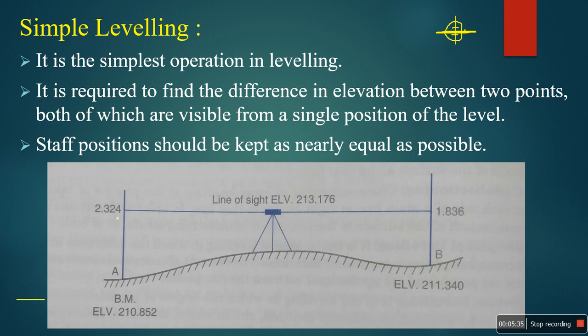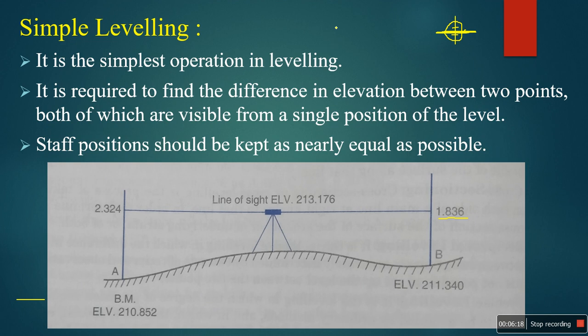Then you have to note down the reading, which they have written as 2.3824 meters. Now shift the staff and hold it on station B. Again turn your telescope and bisect the leveling staff. Again note down the reading, that is 1.836 meters. Clear? Now we have to calculate the RL of this B point. We don't know that, nor this one.